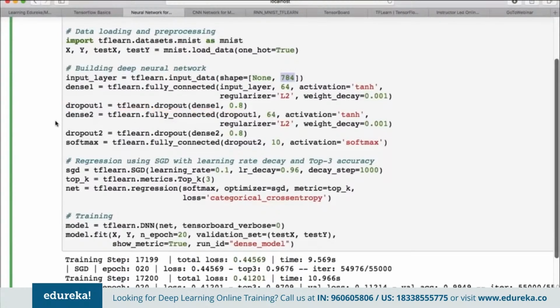We fit the second layer in the same way, and you can see that the dropout 1 output becomes the input for the second layer. We specify activation and regularizer, and again the dropout, and then the final layer is the fully connected layer with 10 nodes. And why 10 nodes? Because we have 10 classes, and activation is softmax.